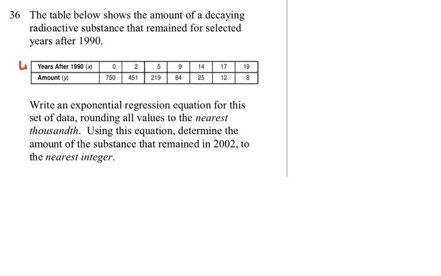Alright, let's look at number 36. First row will be placed in L1, and the second one will be L2. And notice that it is years after 1990. Once you do that, then you plug in the exponential regression, then your equation will be something like this.